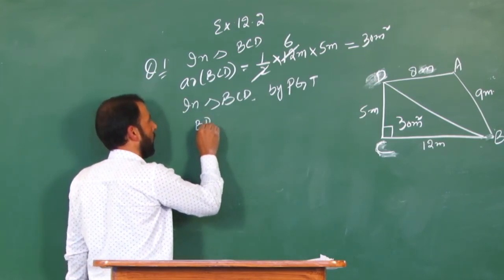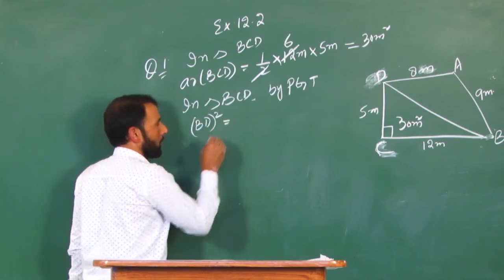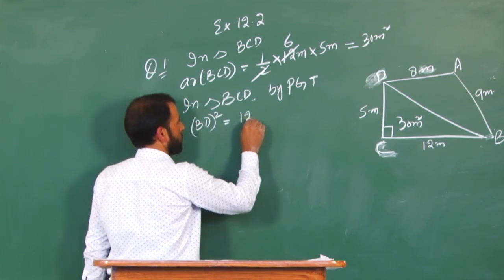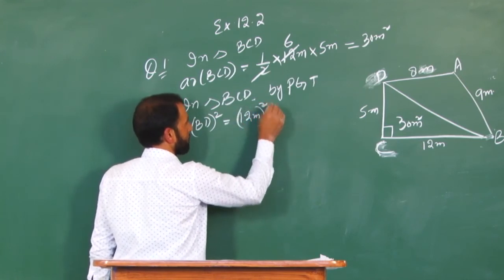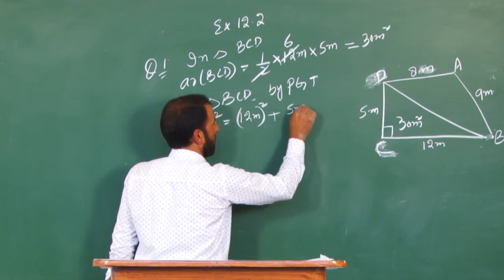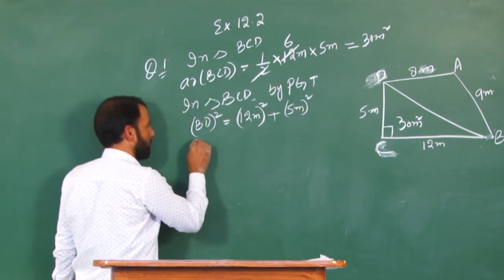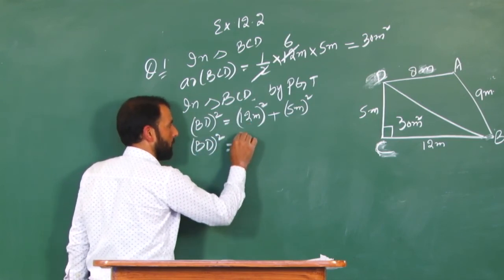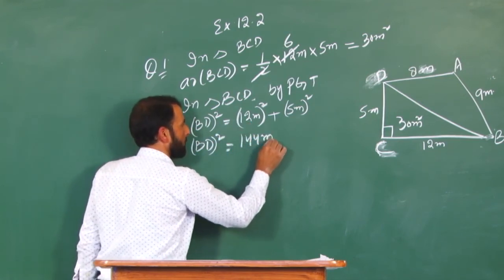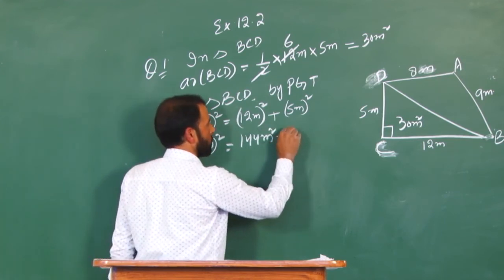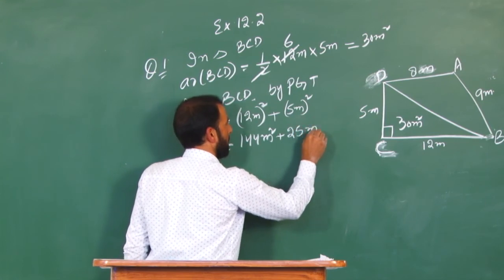Clearly it is BD square. Hypotenuse square is equal to base square, that is 12 meter square, plus altitude square, that is 5 meter square. That implies BD square is equal to 12 square, which is 144 meter square, plus 5 square, which is 25 meter square.